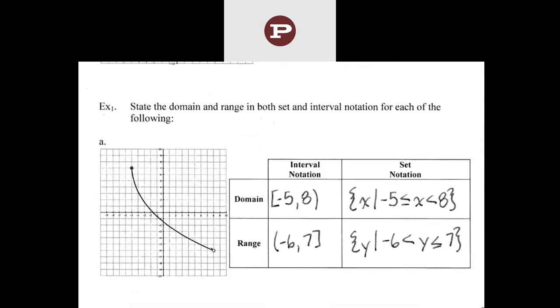Okay, so go left to right. Remember, an open dot means open bracket or not equal to. And then for range, go bottom to top. For a lot of this video, guys, I'm going to go pretty quick. So just please pause the video when you need to and rewind if I'm skipping over a question, which I will often do.